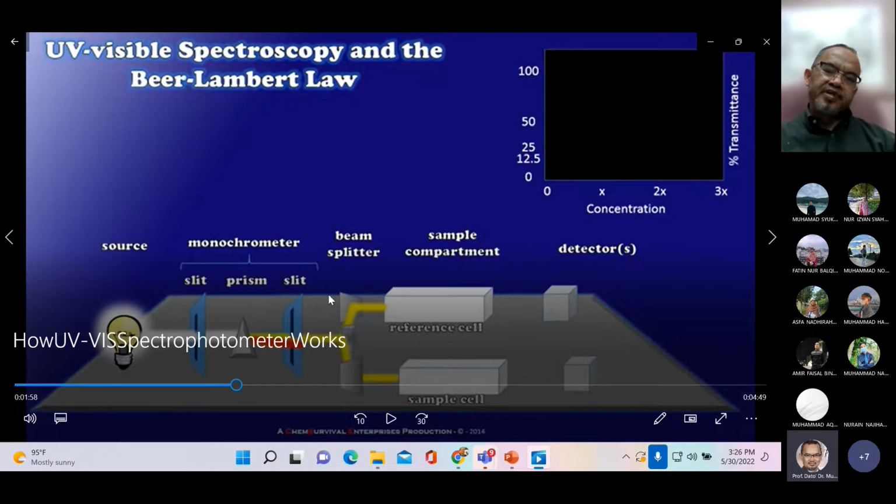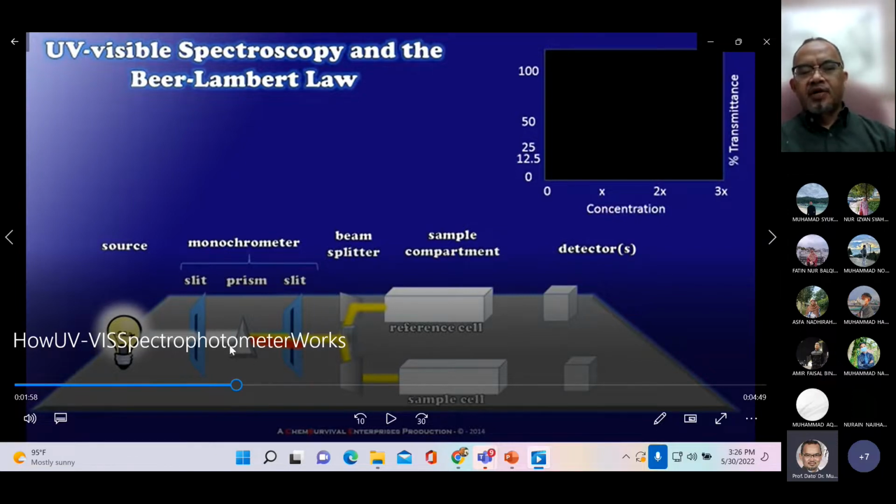So that's your process. And then kenapa dia split? Okay, kenapa dia split dekat sini? Why do they split it? Obviously satu supaya dapat satu beam ke sample, another beam ke reference. So the beam splitter has been used to split the same beam from the same light source.